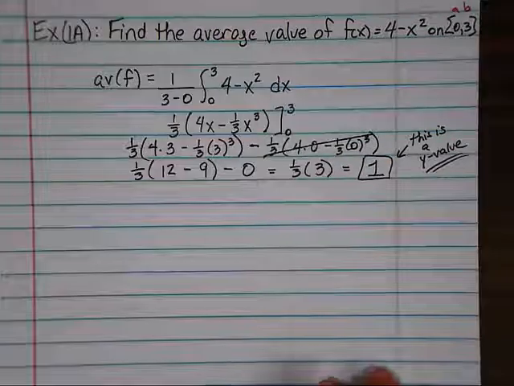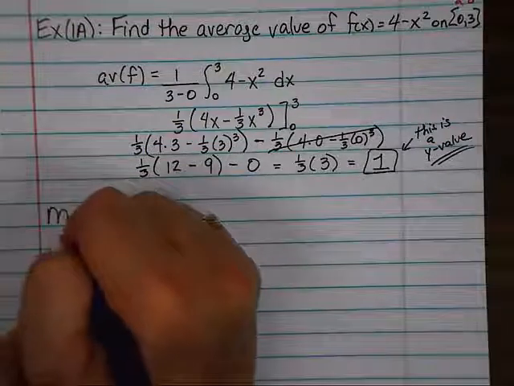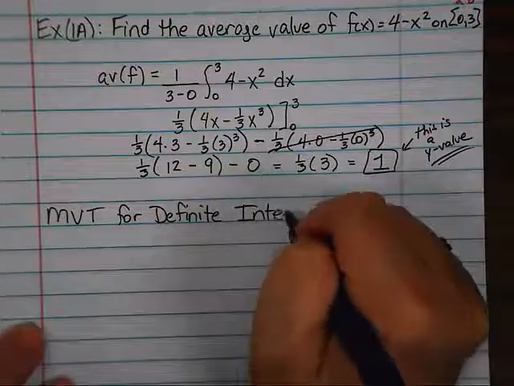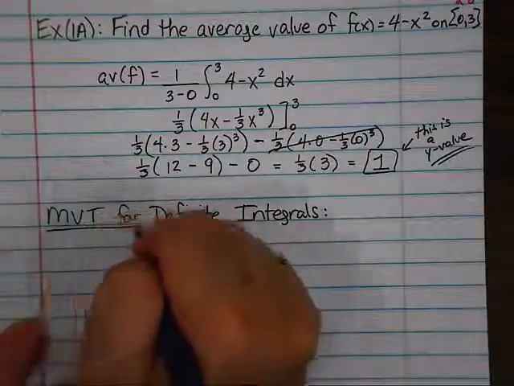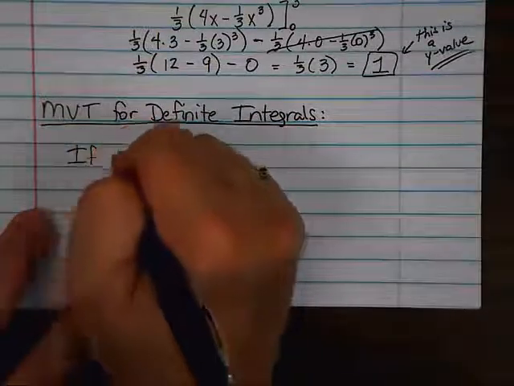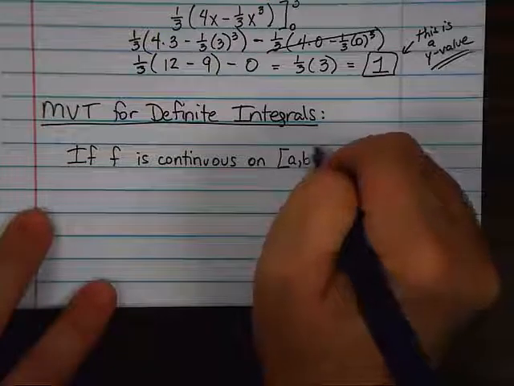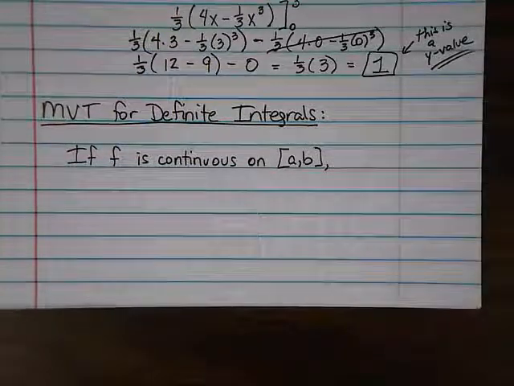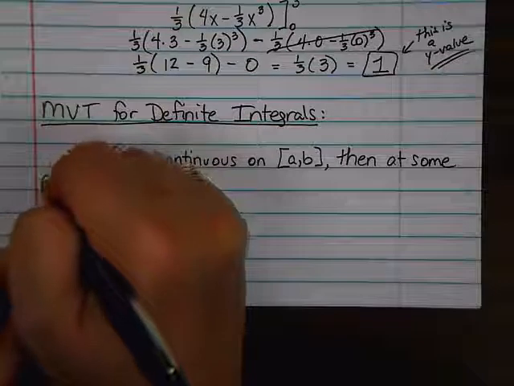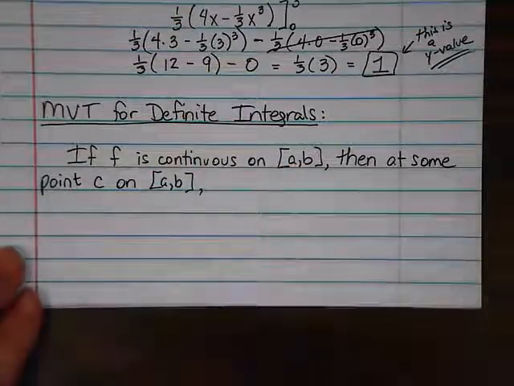So what I want to do now is write down what the mean value theorem for integrals actually says. So MVT for definite integrals. And this will go in the flip chart under the theorems in a couple of days or so. We'll probably do it on Monday. Here is what the mean value theorem says. It says if f is continuous on the closed interval from a to b, then at some point c on the closed interval from a to b, the following will occur.